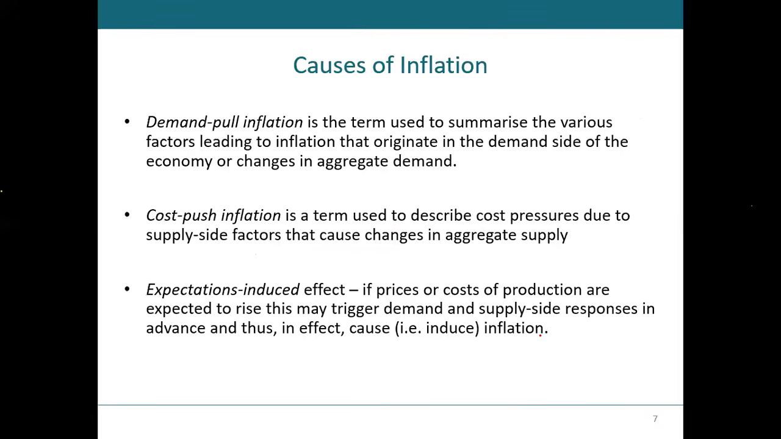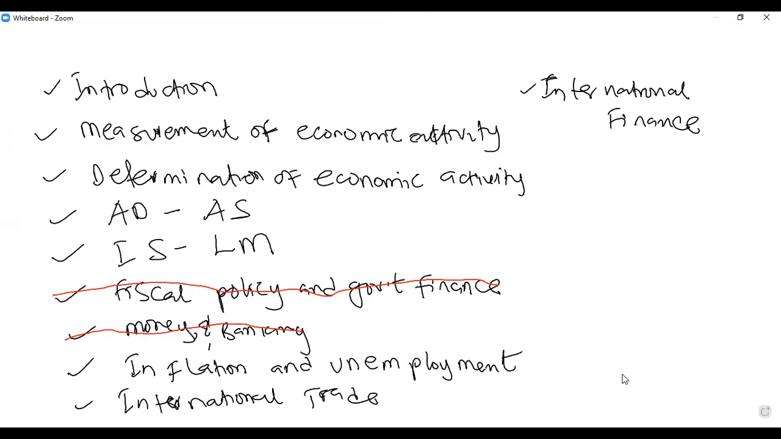Now, what are the causes of inflation? Number one, we have demand pull inflation. Number two, we have cost push inflation. Number three, we have expectation induced inflation. Now, let's start with the demand pull inflation. So, when it comes to demand pull inflation, we go back to our aggregate demand and aggregate supply curve.